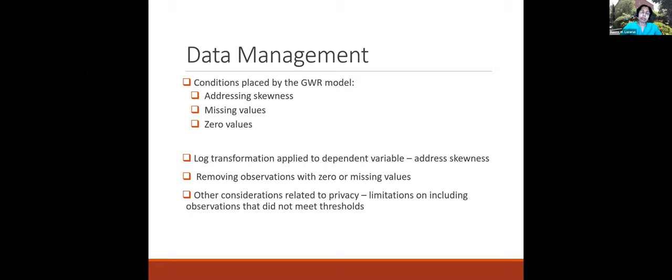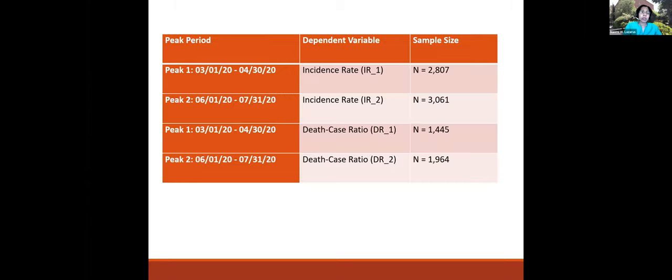Other considerations relating to privacy had to do with the data on underlying conditions, where there are stipulations where we cannot use data for counties that have lower than 10 counts. So those counties were also eliminated from the analysis. So based on all of these modifications, I ended up with four data sets. Each data set addresses a single dependent variable for that specific peak period.